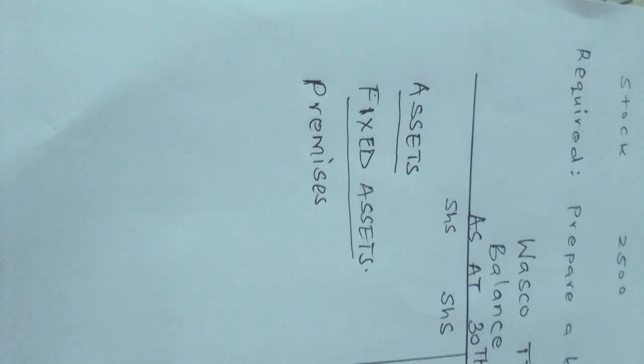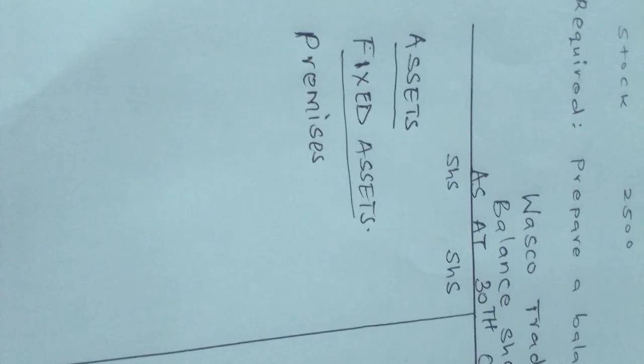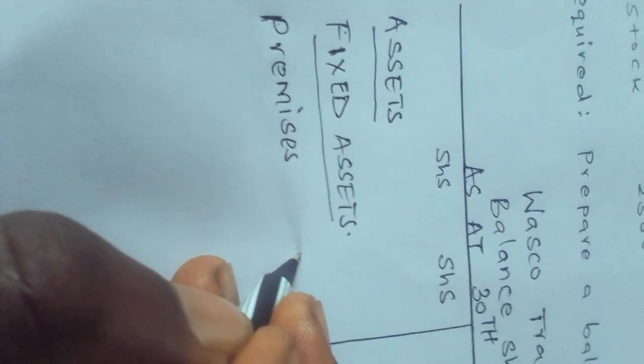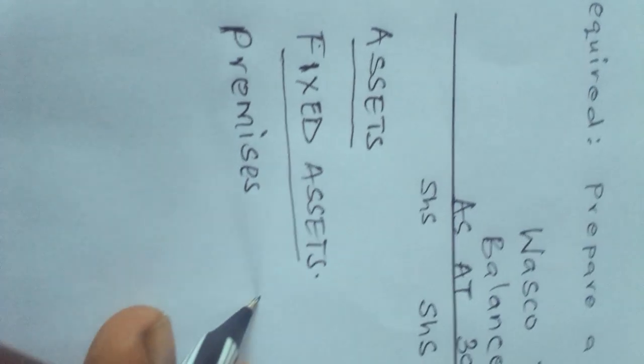So you move to current assets. You move to current assets, and you are going to put a line. You underline the current assets.